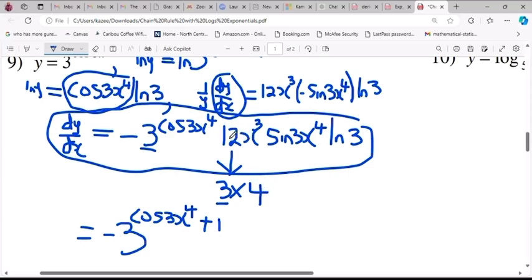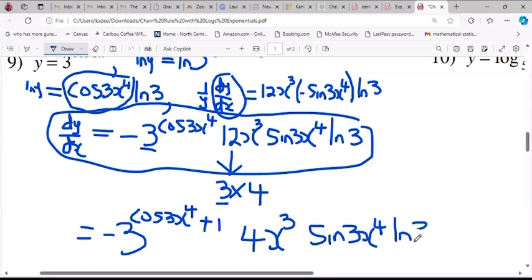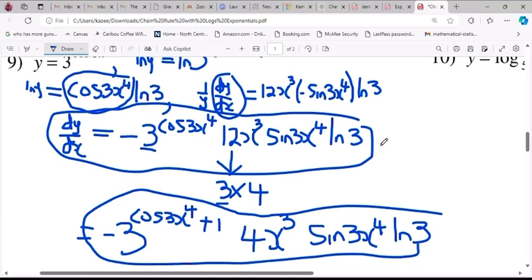So this is not going to be 12 anymore. I'm actually going to have 4x raised to the power 3. Then I'm going to have sine 3x raised to the power 4, ln of 3. So I can also leave my answer in this way. There are several ways you can leave your answer, whether you leave it in this way or in this way. So that is how to do that.